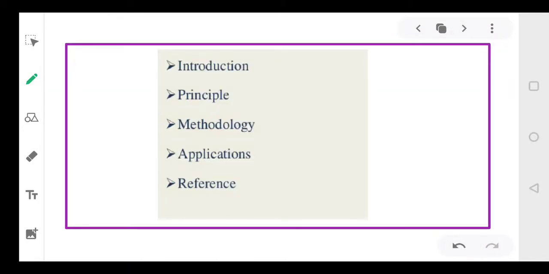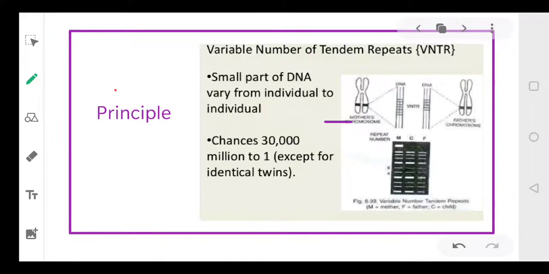Now, we'll talk about what this is, on which principle this technique works, how it is done, what the applications are, and where this technique is particularly utilized. This topic is very important from the exam point of view, so we'll go through each paragraph or each topic separately. So first of all, what is the principle? How does this technique work, right?